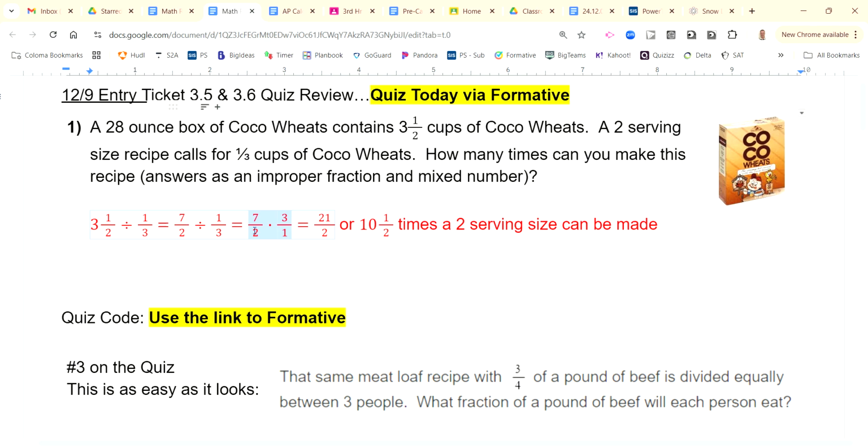If we did 7 divided by 3, we'd get 7/3. There's no way that we're making this recipe 2 1/3 times if there's 3.5 cups. 1/3 fits into 3.5 way more than 2 times. Or make sure you're multiplying if that's the best way to get the answer.